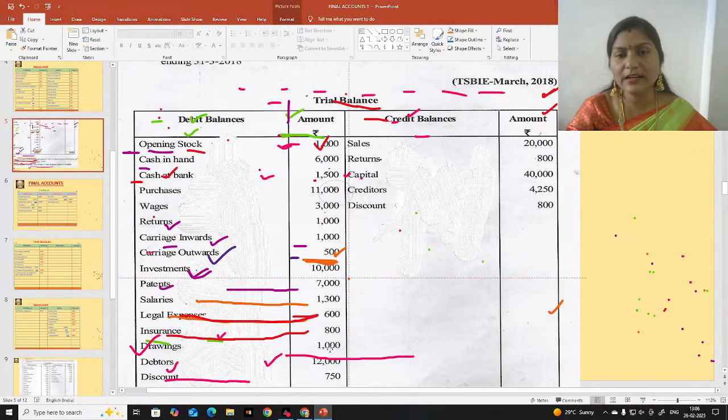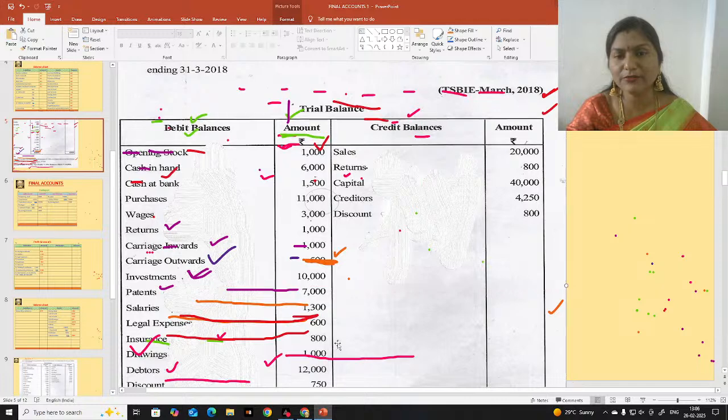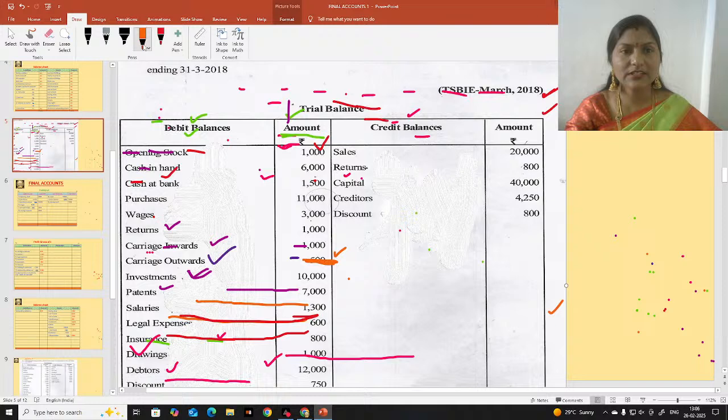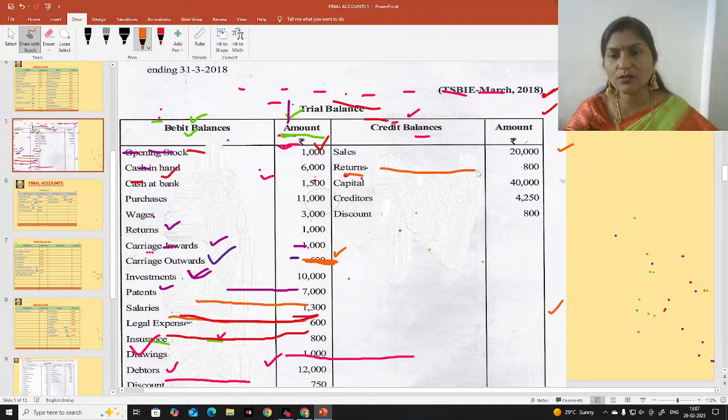Here we have some items on the credit side. What items do we have on the credit side? First item is sales. Sales we already completed. We already recorded it first in the trading account credit side. So sales completed, don't write sales. Next item is returns. This returns also we recorded. What returns is it? If any returns appear on the credit side, that return is known as purchase returns. So purchase returns already we recorded.